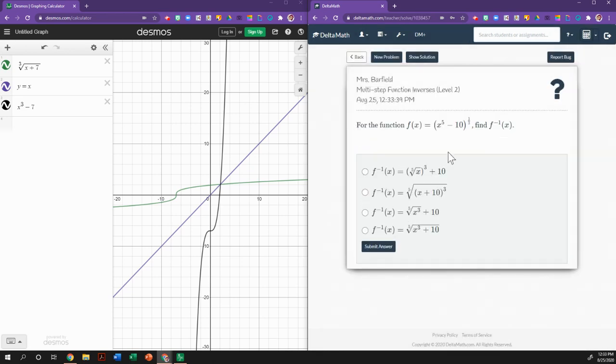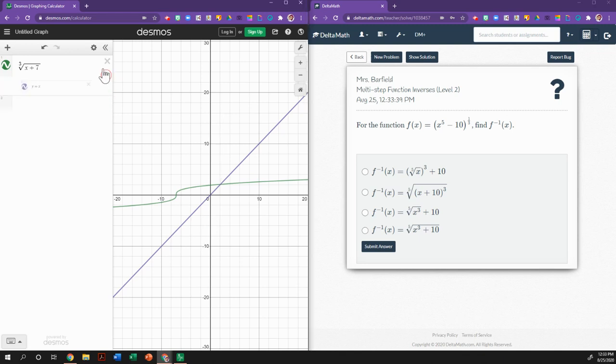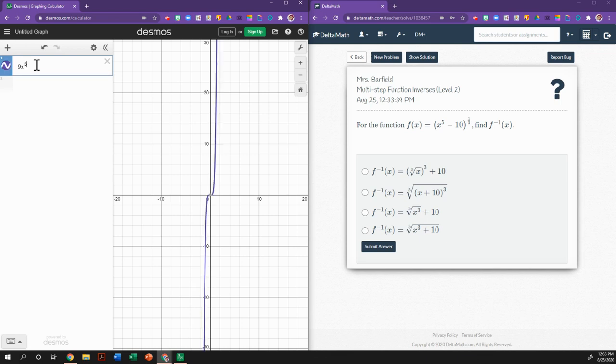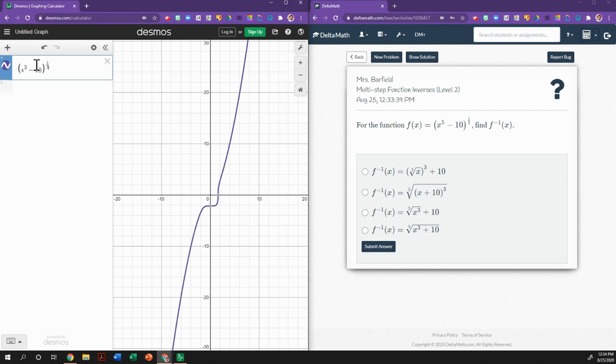Let's go up into this level 2. Woohoo. All right. So I'm going to type it in. So parentheses x to the fifth, and that parentheses didn't work correctly. Parentheses x to the fifth minus 10. Make sure you're being really careful about what you type in. To the exponent of 1/3. Okay, here's my lovely picture. The second thing I type in, y equals x.